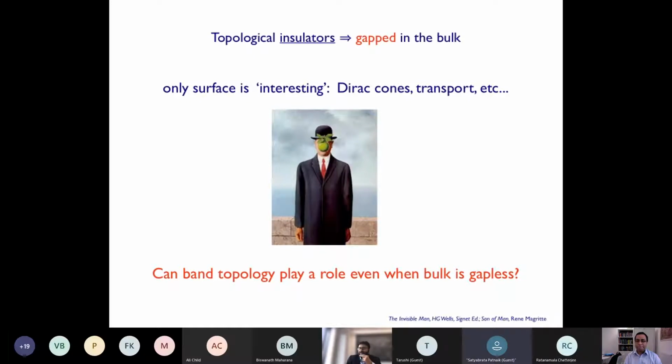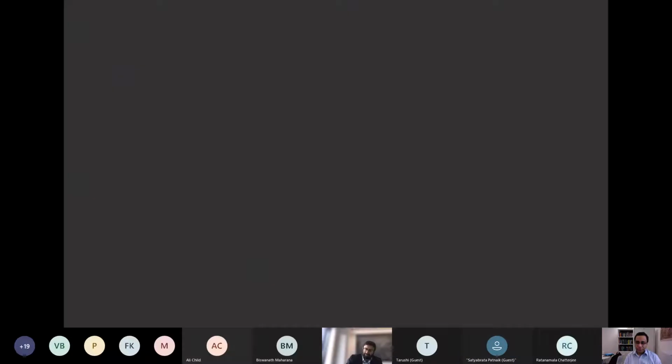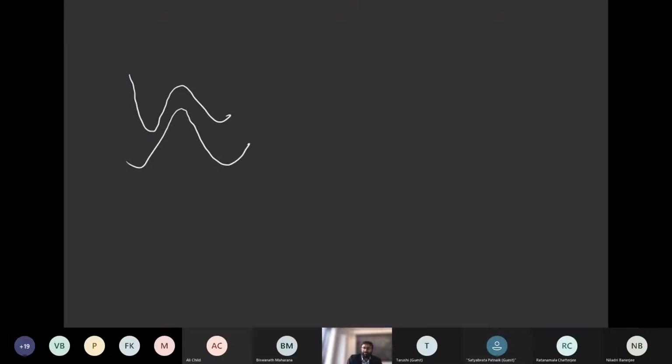I see your point. You're asking whether your bands could do something like this. Let me go to the blackboard that I have. This is an insulator from the point of view of mathematics, but from the point of view of actual transport, it may not be an insulator because there's a picture like this. Is that the question you're asking, I guess?